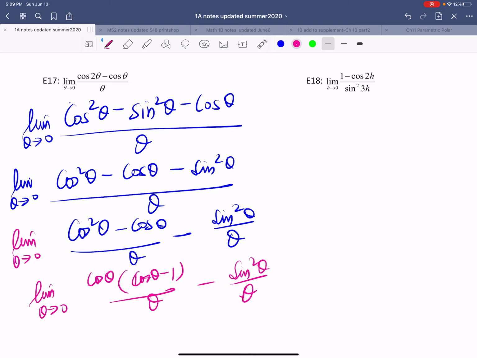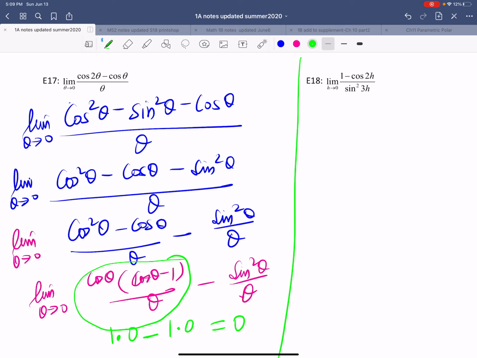Okay, so we know this limit, because cos theta minus 1 over theta goes to 0, so this would be 1 times 0, minus sine theta over theta, which is 1, times sine theta, which will be 0. So 0 minus 0 will be just 0. This limit is going to go to 0.